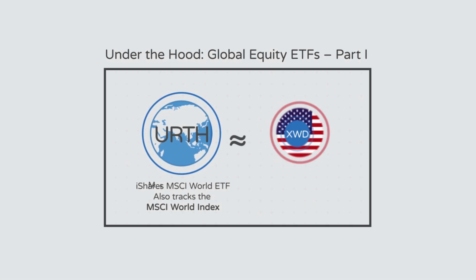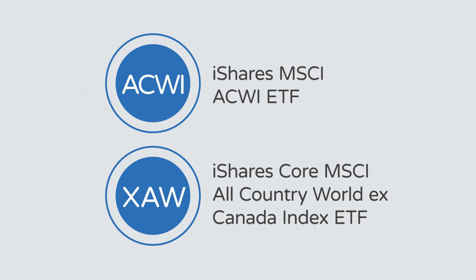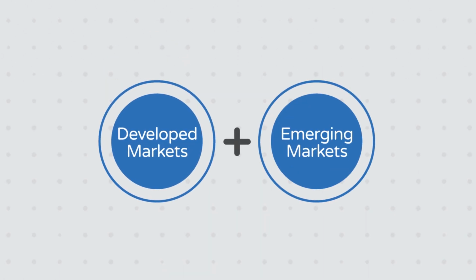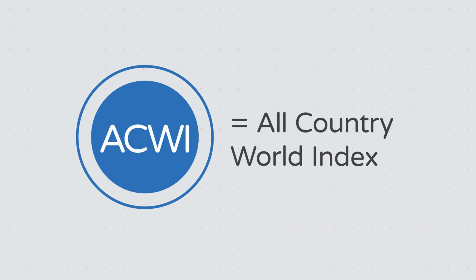popped the hood on two iShares global equity ETFs that invested in developed markets only. Next up, two iShares global equity ETFs that include both developed and emerging market stocks. BlackRock released the iShares MSCI ACWI ETF in 2008 to track the MSCI ACWI Index. ACWI is just an acronym for All Country World Index.